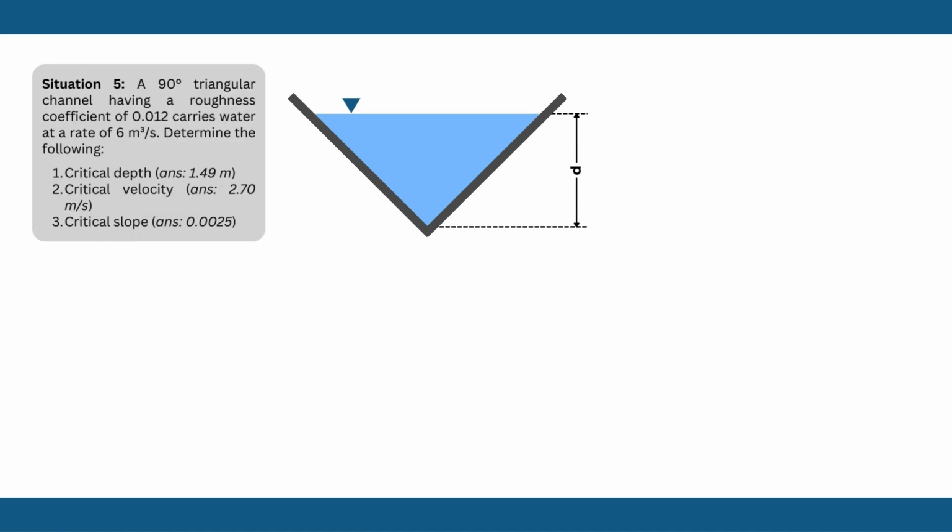For this episode, a 90-degree triangular channel having a roughness coefficient of 0.012 carries water at a rate of 6 cubic meters per second. With the given conditions, we are to determine the following: the critical depth of flow, the critical velocity of flow, and the critical slope of the channel.